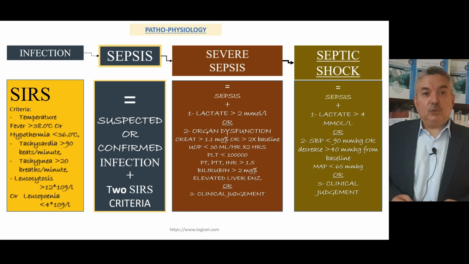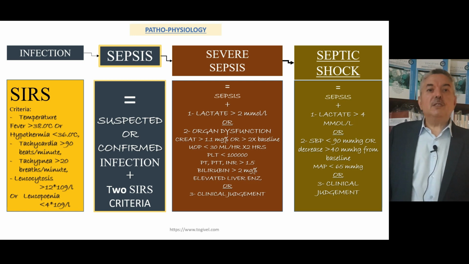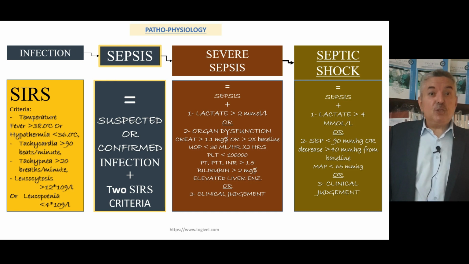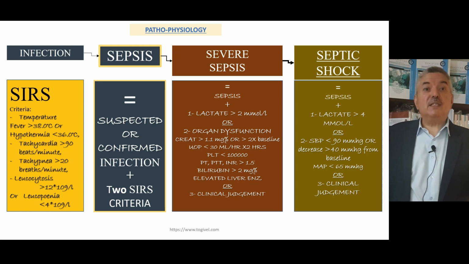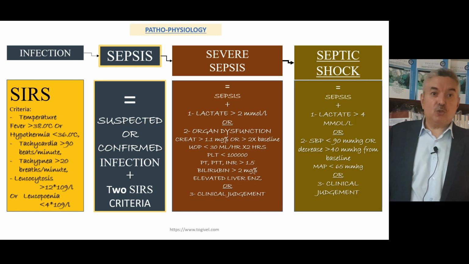The mean arterial pressure is the systolic plus twice the diastolic. Now you have three figures, divided by 3. This is the mean arterial blood pressure. If it's less than 65 millimeters mercury, this means you are in septic shock. Or again, the third is clinical judgment. So by clinical judgment, you can say this patient is in septic shock and treat her as septic shock without all these criteria present, just by clinical judgment.